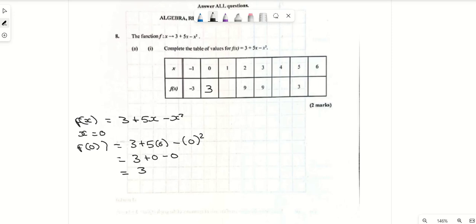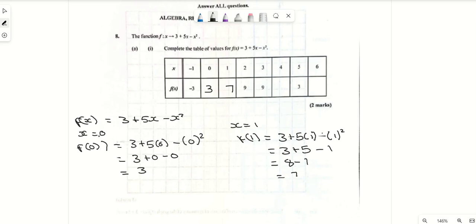The next one, they're going to say x is equal to 1. So that means wherever we see x, we're going to put 1. So f of 1 is equal to 3 plus 5 by 1 minus 1 squared. So this is going to be 3 plus 5 minus 1, which is equal to 8 minus 1, which is equal to 7. So we know that when x is equal to 1, f of x is equal to 7.